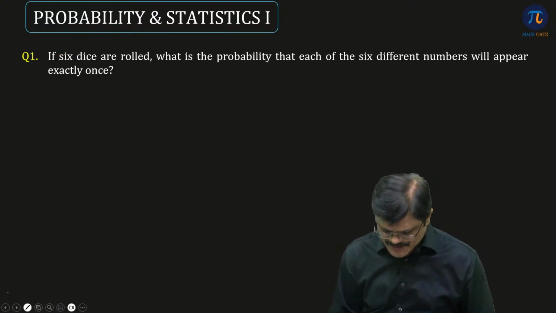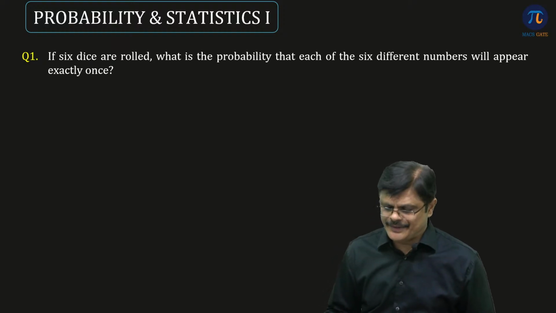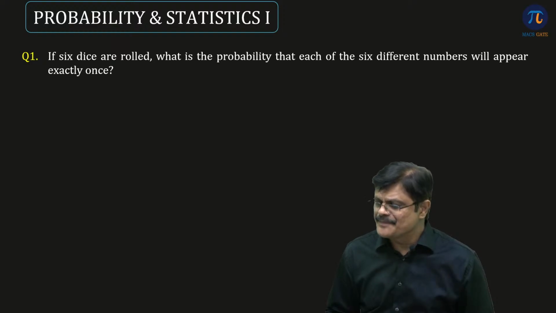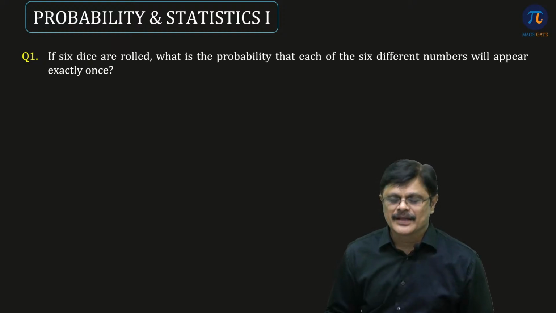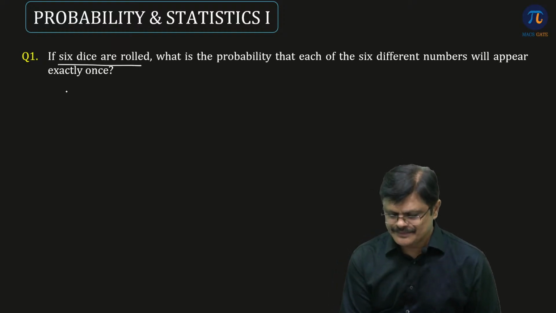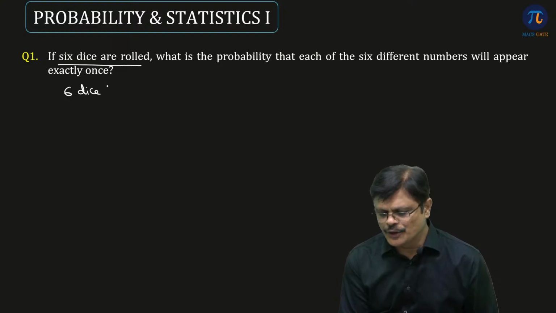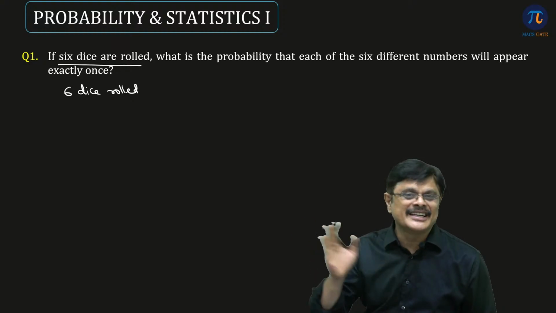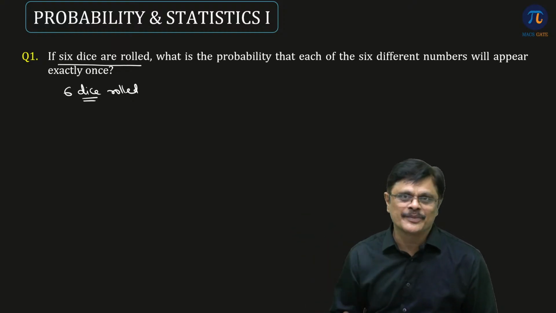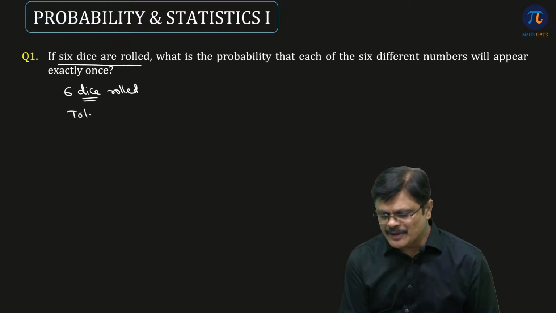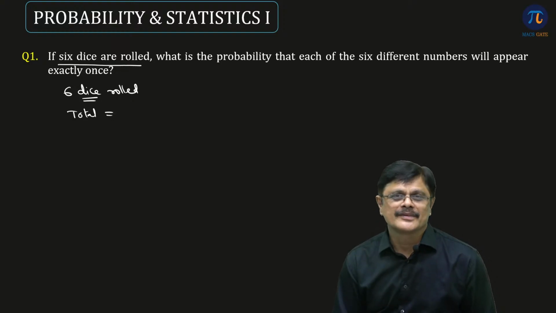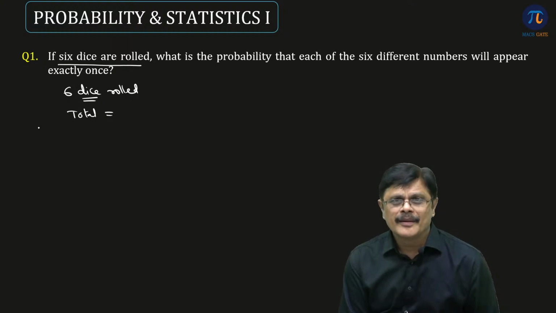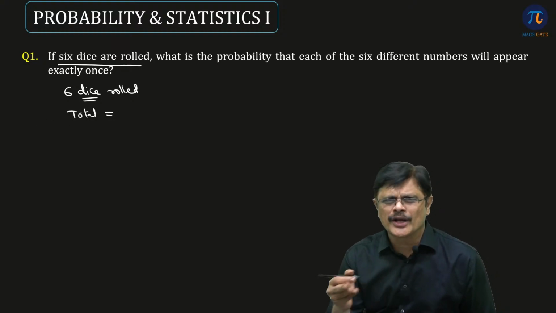Now let us take some problems here, sir. If 6 dice are rolled, what is the probability that each of the 6 different numbers will appear exactly once? So when 6 dice are rolled, as I told you, by default, we assume that they are distinct, distinguishable, different dice. Then what are the total possibilities, total number of outcomes?